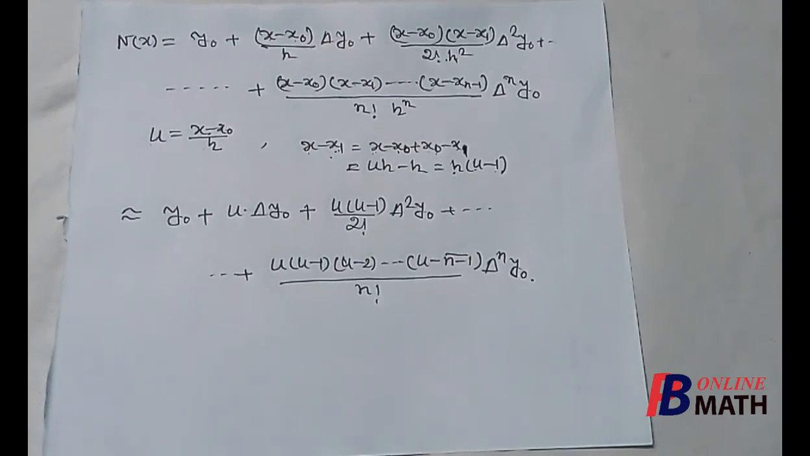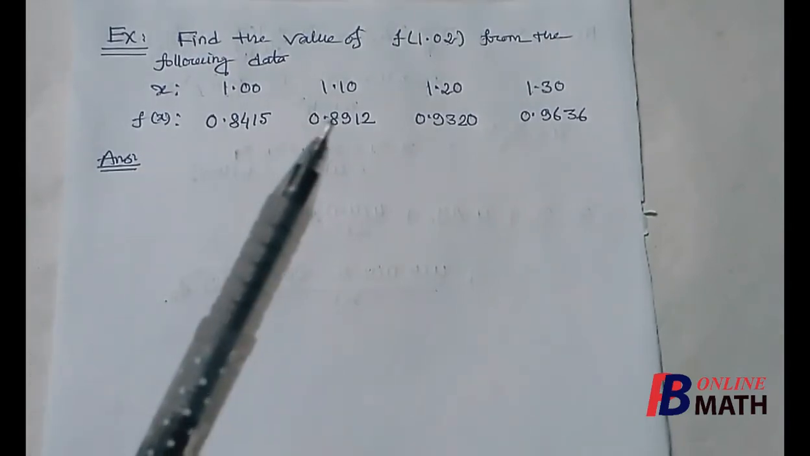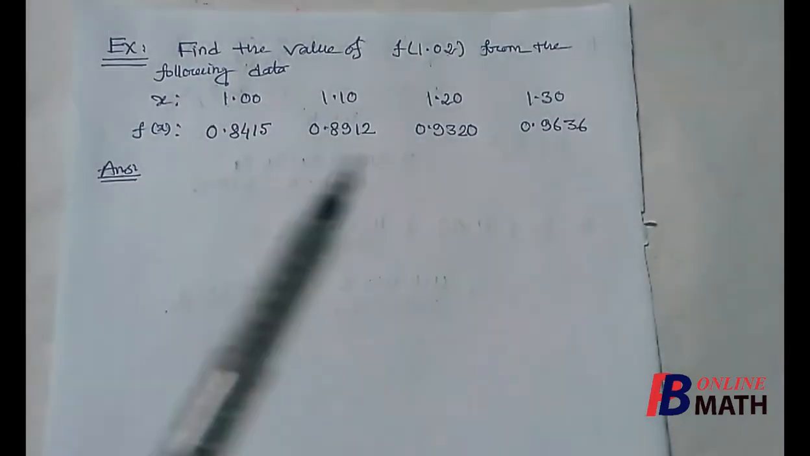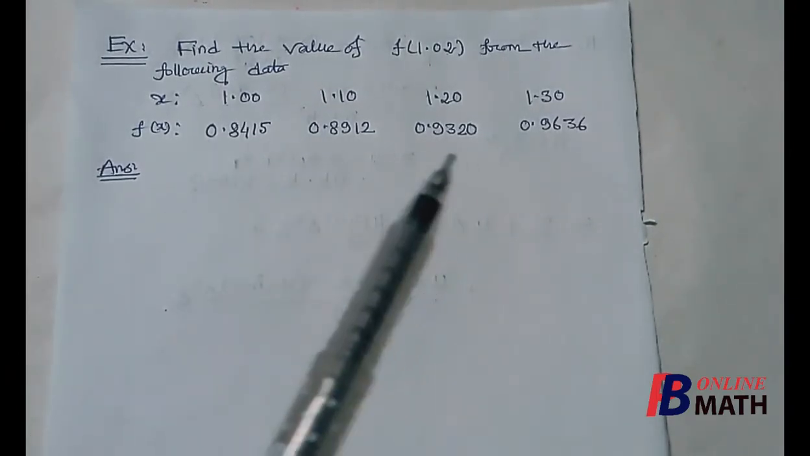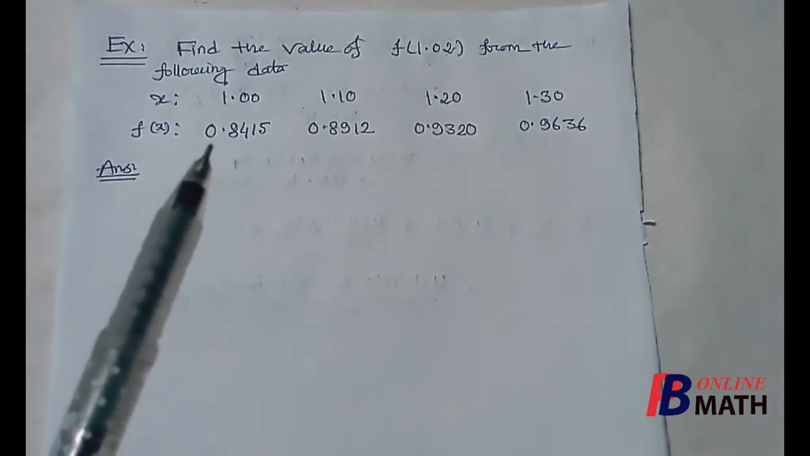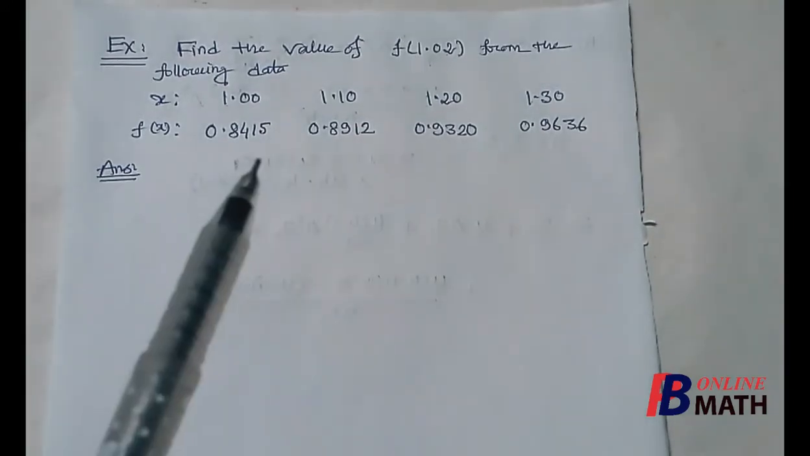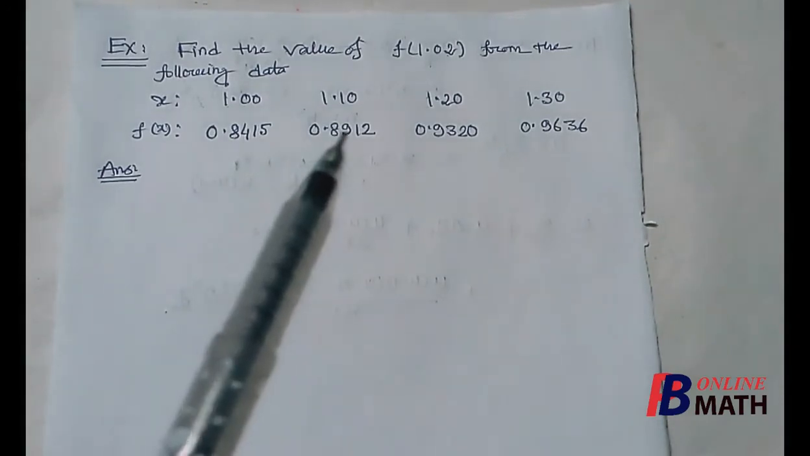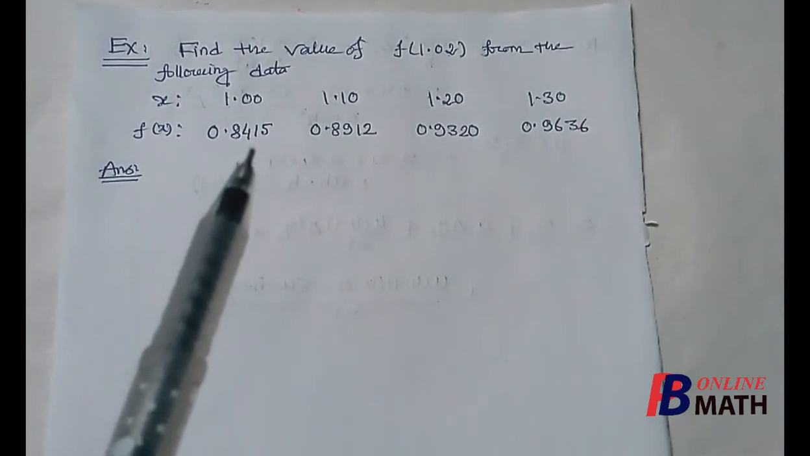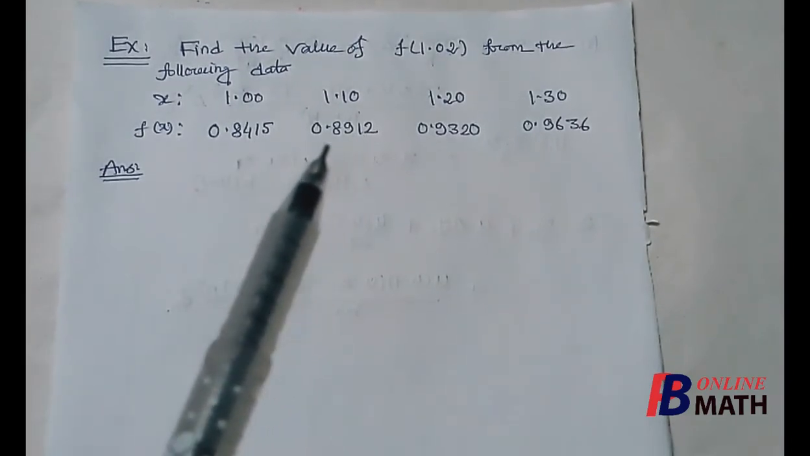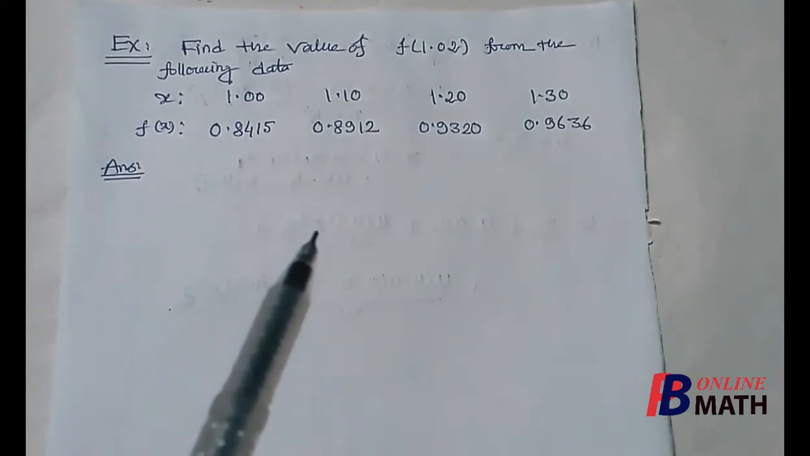Next we consider one example. Find the value of f at the point 1.02 from the following data. Here we find that 4 arguments are given, 4 equispaced arguments with the distance between any two consecutive arguments being 0.1, and 4 entries are given. Now we need to find the value of the function at the point 1.02, which is very close to the start of the table, and all the arguments are equispaced, so we can use Newton's forward interpolation formula. For that we first construct the forward difference table.